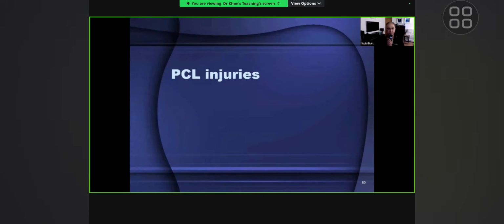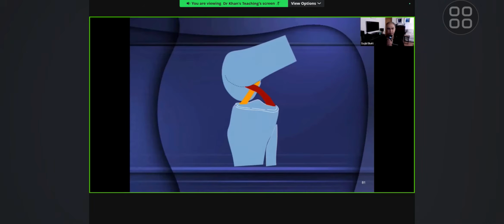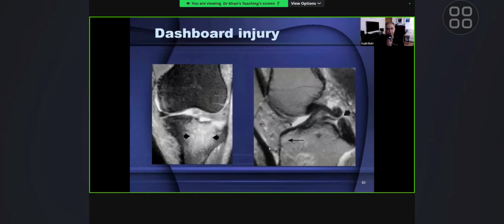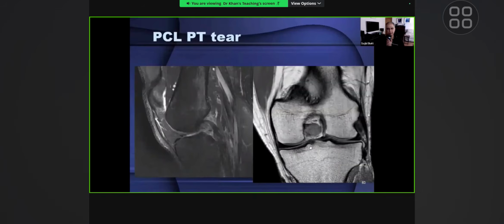PCL injuries, by comparison, are relatively less common and less important. But once you see them, it happens because of injury to the front of the tibia, like a dashboard injury. This force pushes the tibia back and that results in disruption of the PCL. It's one of the easiest structures to recognize in knee joint MR because it's very thick and very bland. And when you see it getting disrupted, you will see that quite easily.